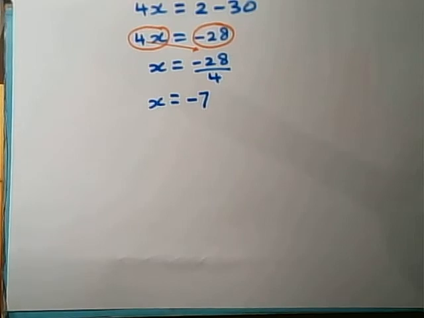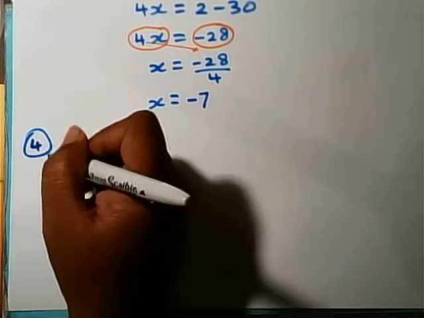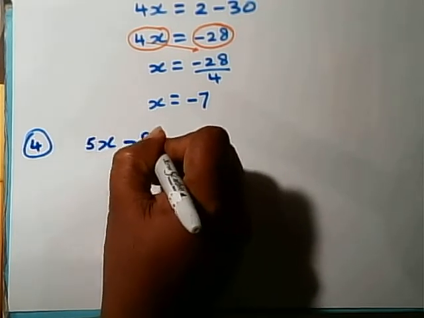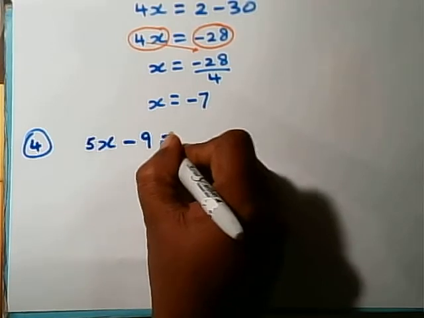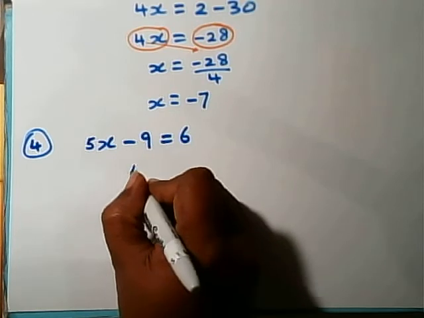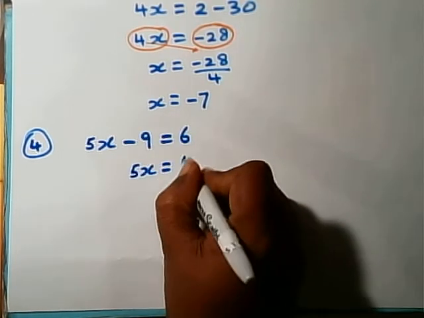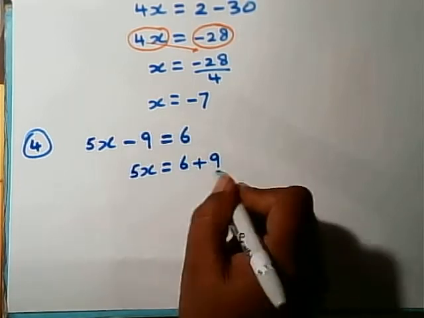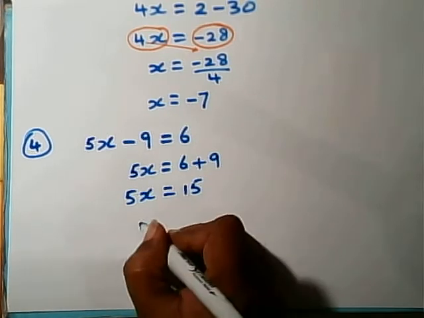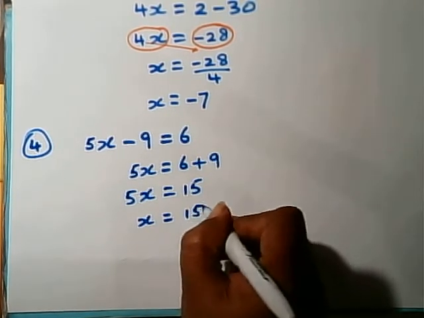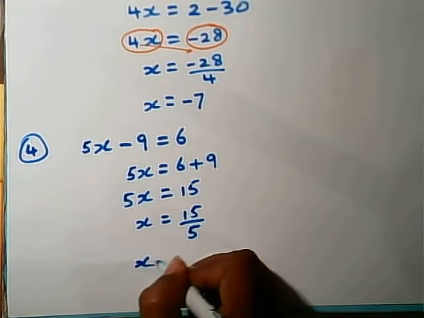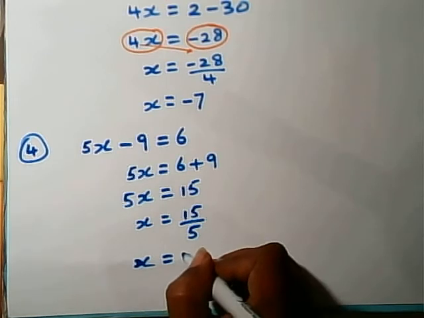Moving on to question 4. 5x minus 9 is equal to 6. I'll move the minus 9 across. I'll get 5x alone on the side. 6 add 9 is 15. 5x equals 15. X must be 15 divided by 5 because I cross multiply the 5 across. X is equal to 3.